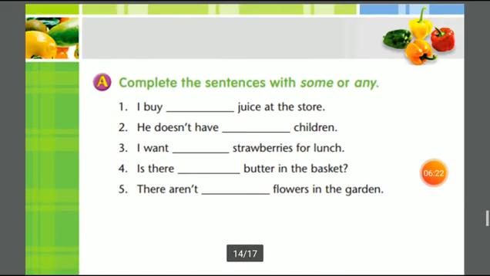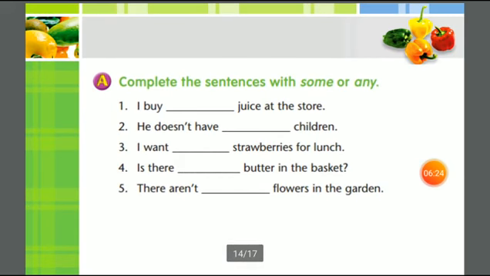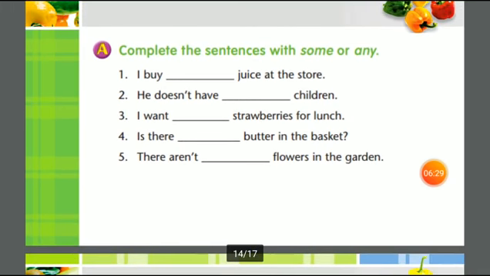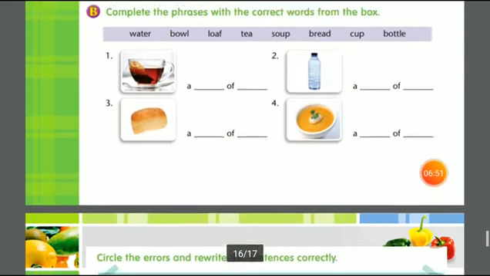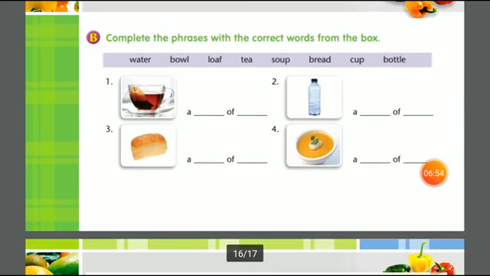And then you can do the countable and uncountable exercises. First one, A exercise. Complete the sentences with some or any. You should put some or any in this exercise. And B exercise. Complete the phrases with the correct words from the box.